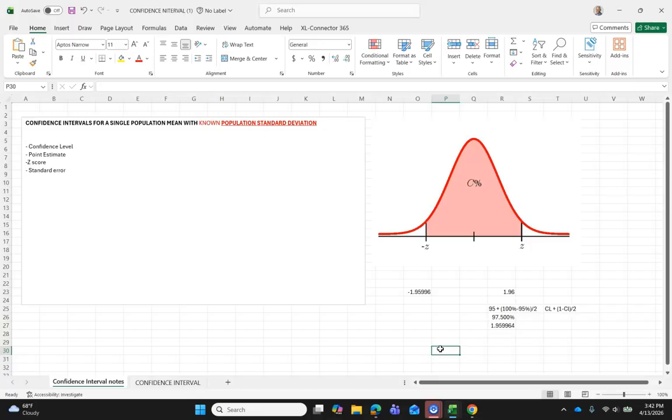So that means now we know the z values, but we want to find this area from this middle value all the way to the z value. And so that's what we call standard z times standard error. So this point here is what we call the point estimate.